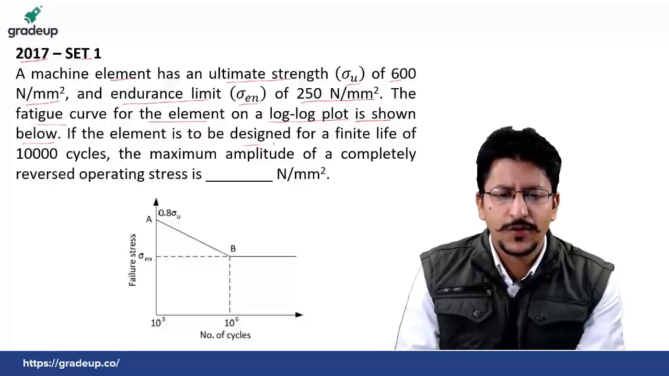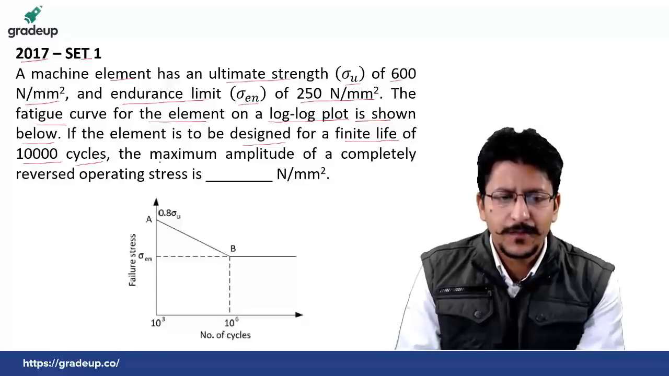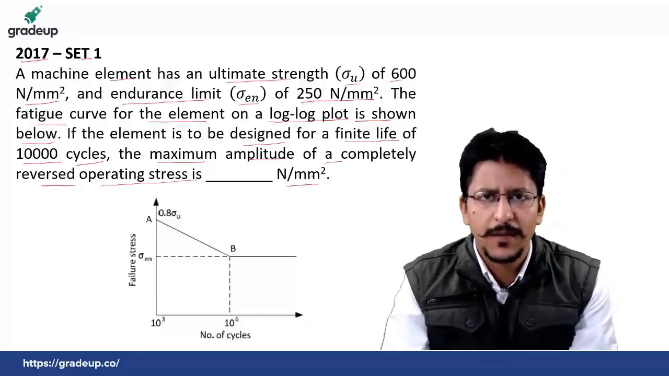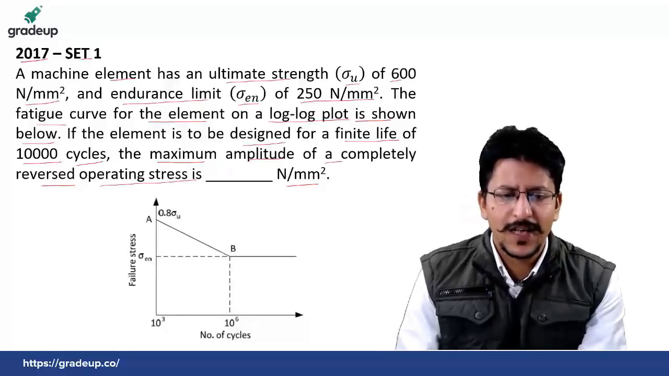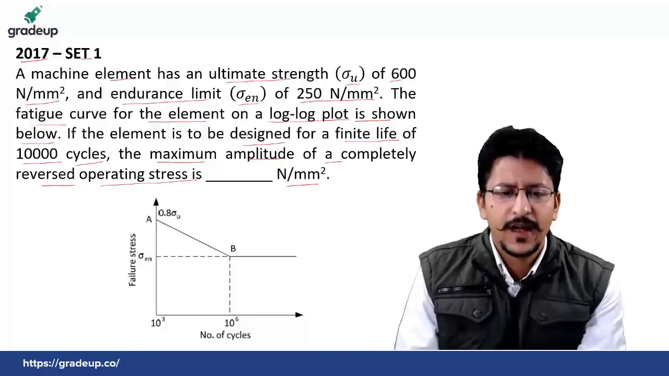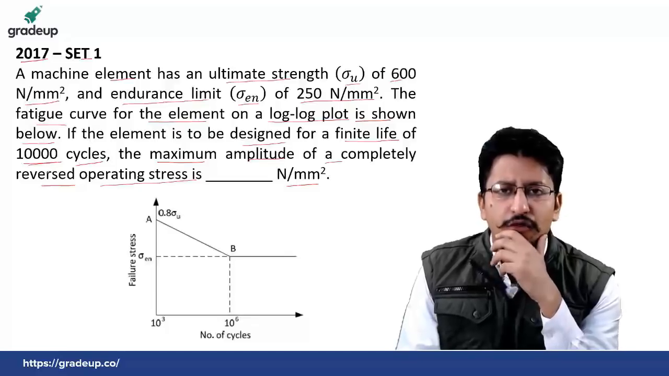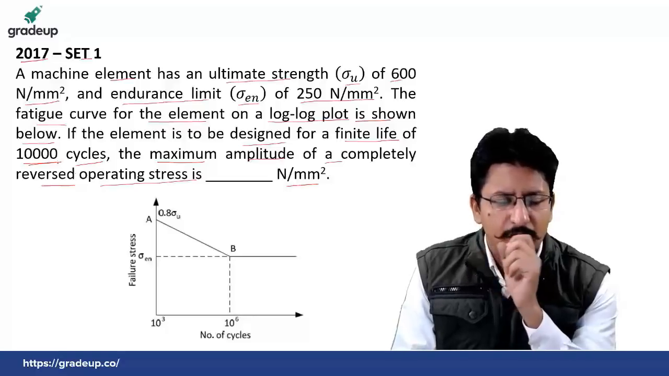If the element is to be designed for a finite life of 10,000 cycles, then the maximum amplitude of a completely reversed operating stress, in Newton per mm square, is to be found out. Sigma u has been given and sigma en, that is the endurance limit, has also been given. We have to design this for a finite life of 10 raised to the power 4 cycles. This was for 10 to the power 6 cycles. Now we have to design this for 10 raised to the power 4 cycles.